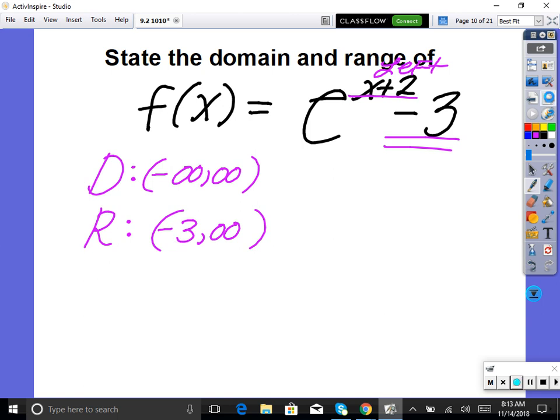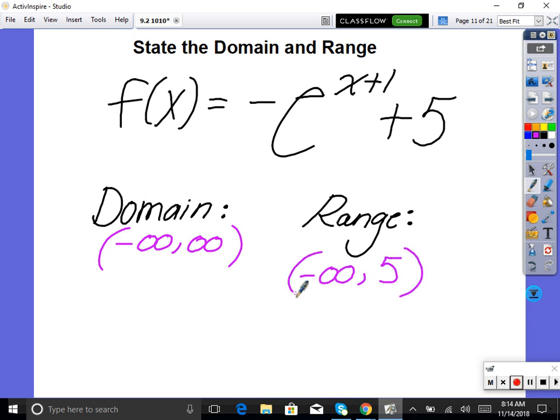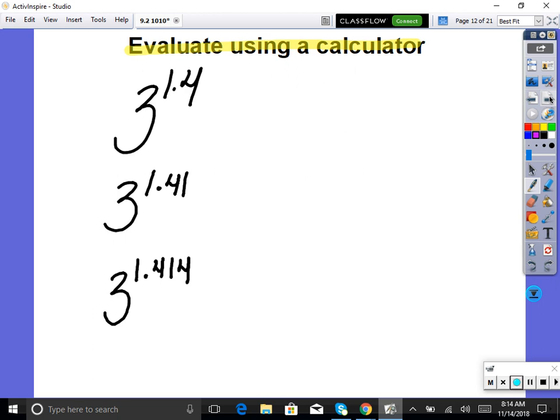Let's look at one more, then we'll be done with graphing. State the domain and range of this one. Try this one by yourself. What's the domain and range? Okay, what's the domain? Negative infinity to infinity. That does not change for exponential functions, no matter what. Okay, what's my range though? Negative infinity up to 5. Do you all agree? Do you need me to answer why that is? Reflected, so now it's going down, right? And it's up to 5. Okay, awesome. Good. Alright, so now we're doing the fun stuff.